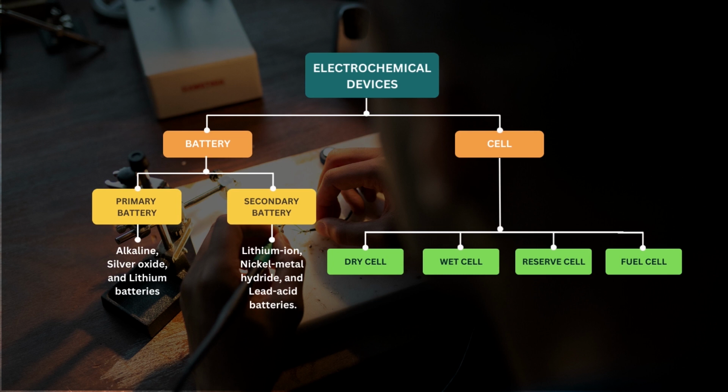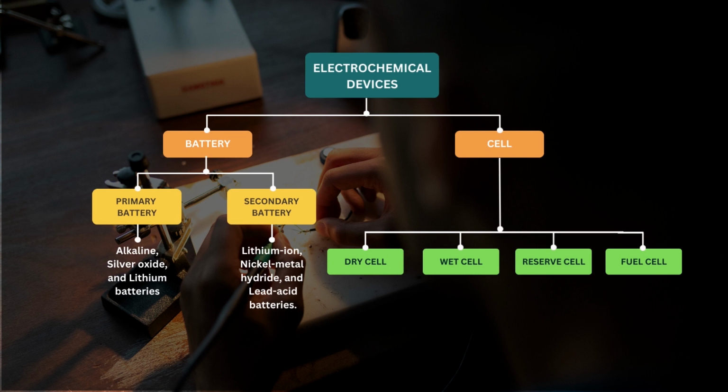Secondary batteries, that is, what we call rechargeable batteries. This battery can be recharged and used multiple times. Examples are lithium-ion battery, nickel metal hydride, and lead acid battery. Whereas the cell is further subdivided into four categories based on applicability.